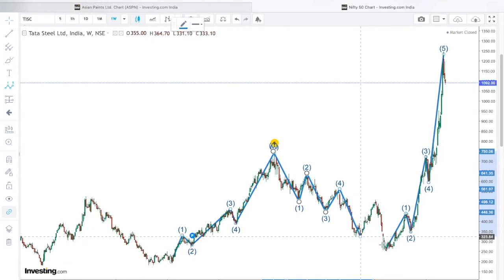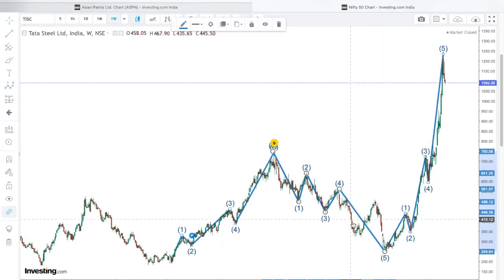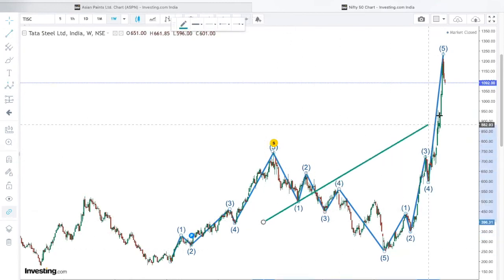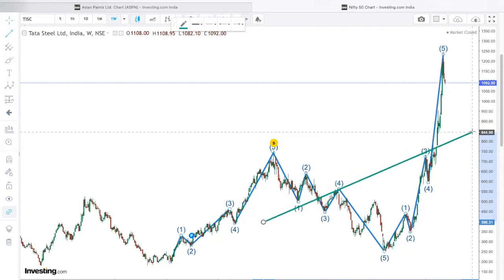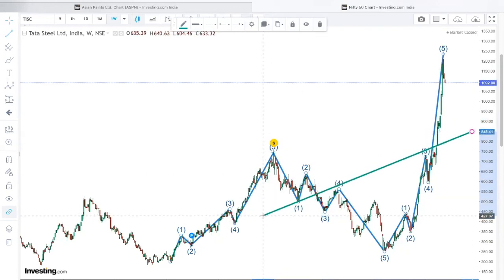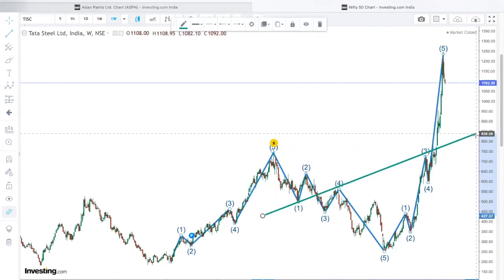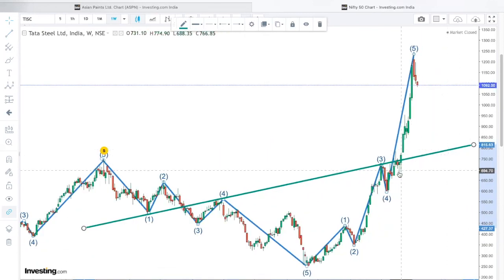Now, wave 5, we should draw this one. But because of COVID, one fake up move came, and because of COVID, wave 5 has been extended downside. Now let me draw the target. Draw a straight line from 1 to 4. The target has been hit. After hitting the target, a little bit down and again it went up.